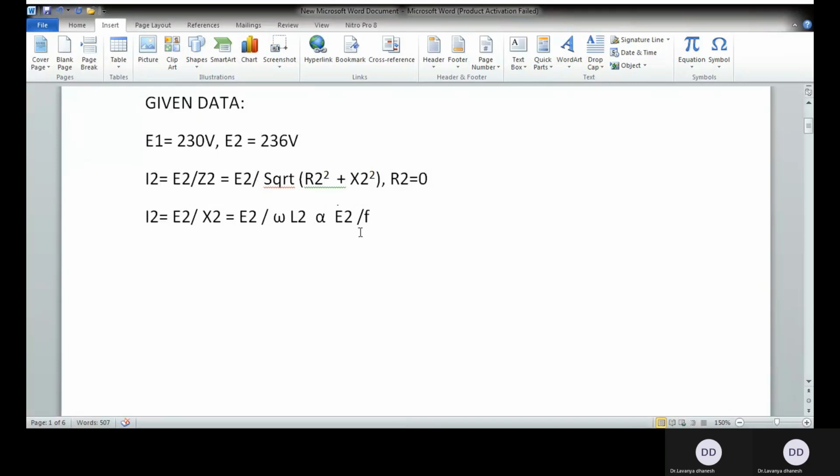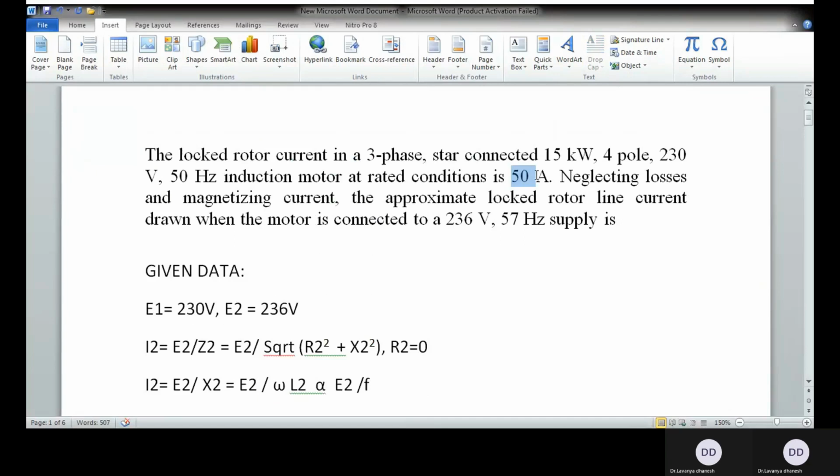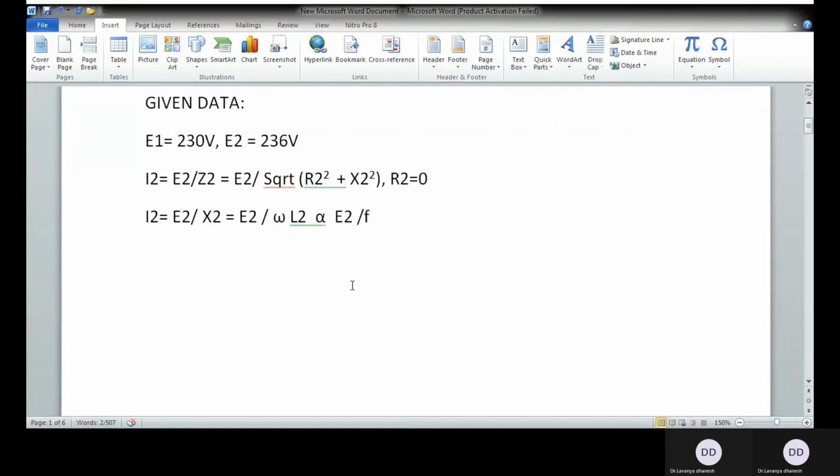Now we know the values. So this is the general expression. Now, using the ratio, we are going to find out I2 dash. Here, the current I1 is given as 50 ampere, and two voltages are given. So when you substitute this in this ratio, you'll be having 50 divided by I2 dash.